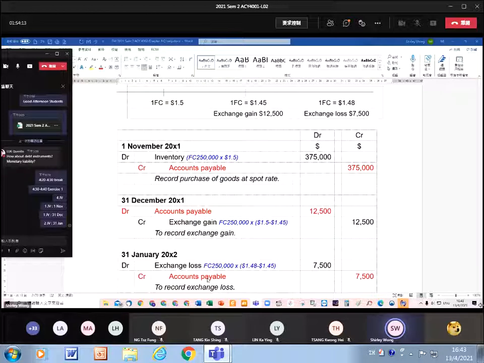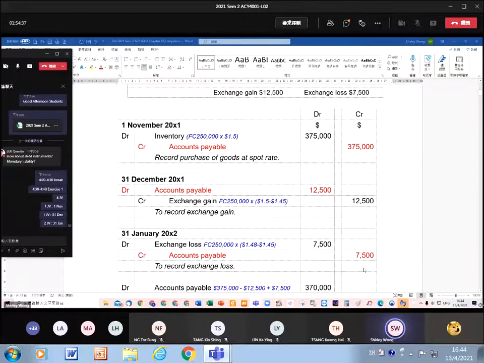So in this case, at the year-end day, there is exchange gain. At the settlement day, there will be exchange loss. Finally, on 31st of January 2002, you need to settle the amount and then you need to calculate how much is the amount. It should be originally 375,000 and then you have an exchange gain. You can pay less. You need to minus 12,500. Later on, you need to pay more, 7,500.